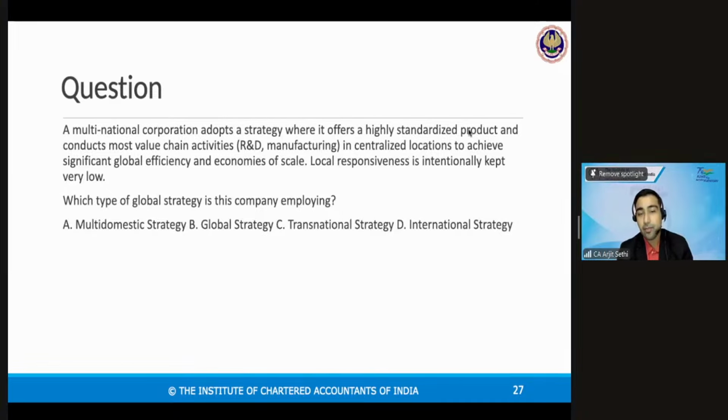Okay. What do you think is the right answer? Take a guess. Or if you think you can crack it, what do you think is the right answer? Okay. Abhishek says, I think it's multi-domestic. What else? What do others think?